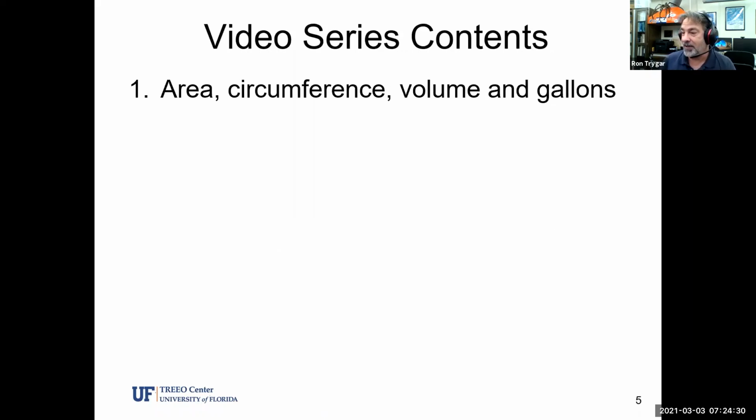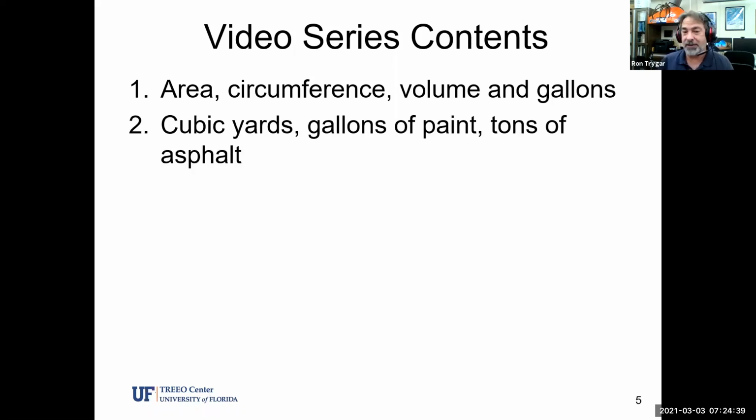Section number 1 is area, circumference, volume, and gallons, and then even converting that into million gallons. We're going to talk about cubic yards, gallons of paint, tons of asphalt in the second section. Disinfection will be the third category. We're going to talk about how much chemical to use for disinfecting water mains and storage tanks, and chlorine residual and dosage and all that fun stuff.